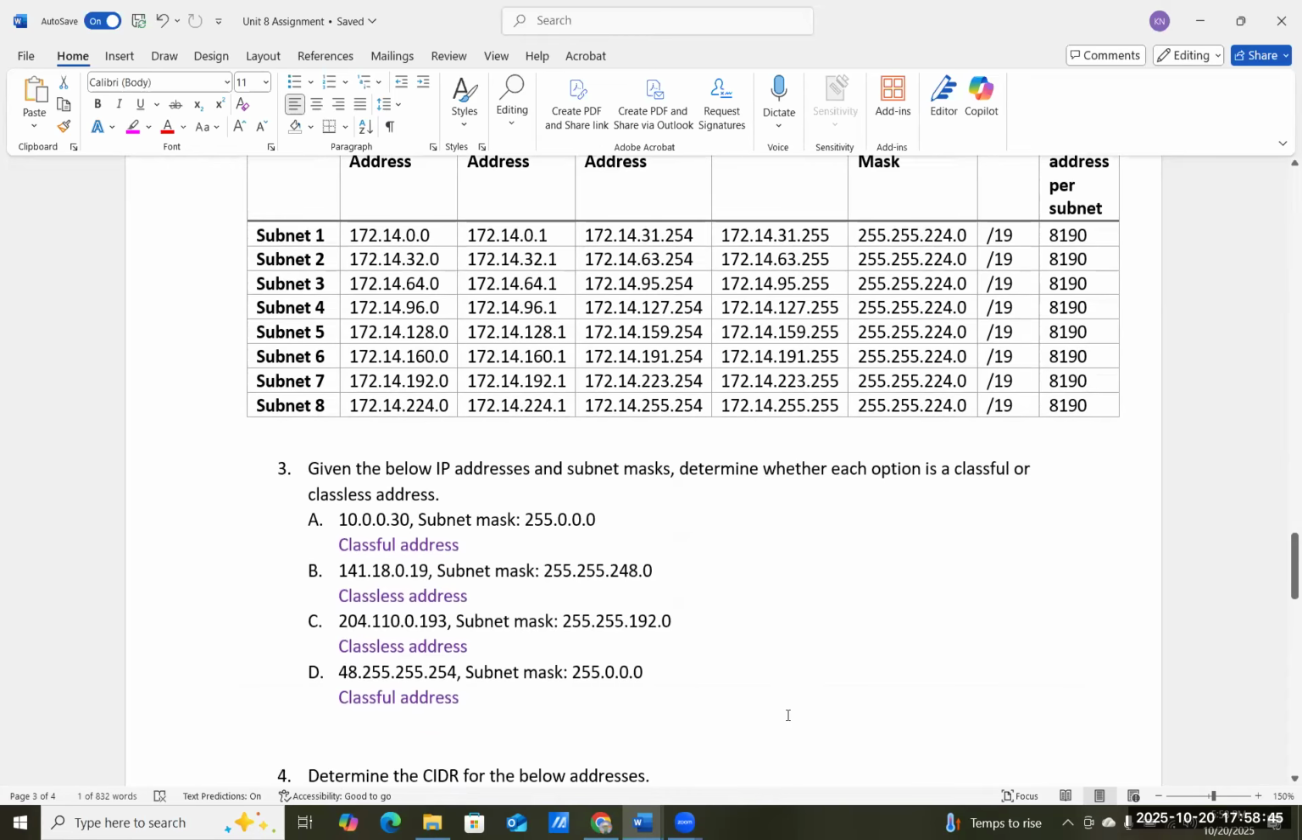So for number 3, we look at the IP address and the subnet mask, and you determine if it is a classful address or a classless address. If it is a default class A, B, or C, then it is a classful address. That means that we don't change anything in the subnet mask. It stays exactly how it was standardized in the table, right?